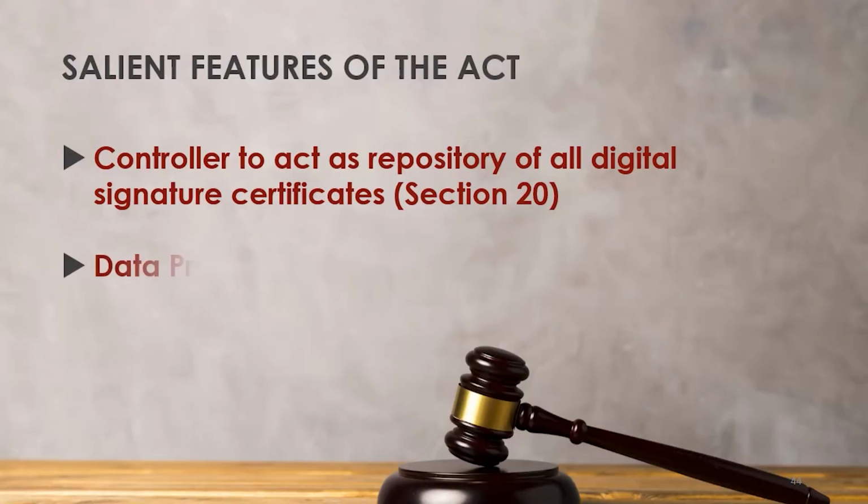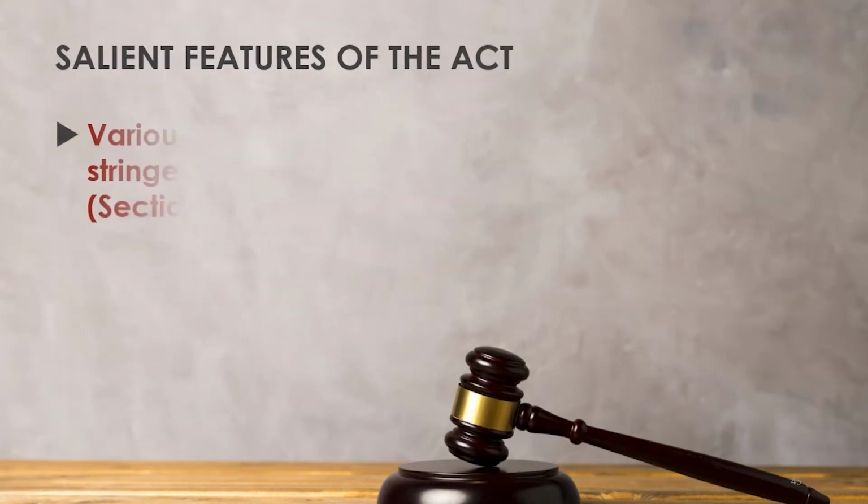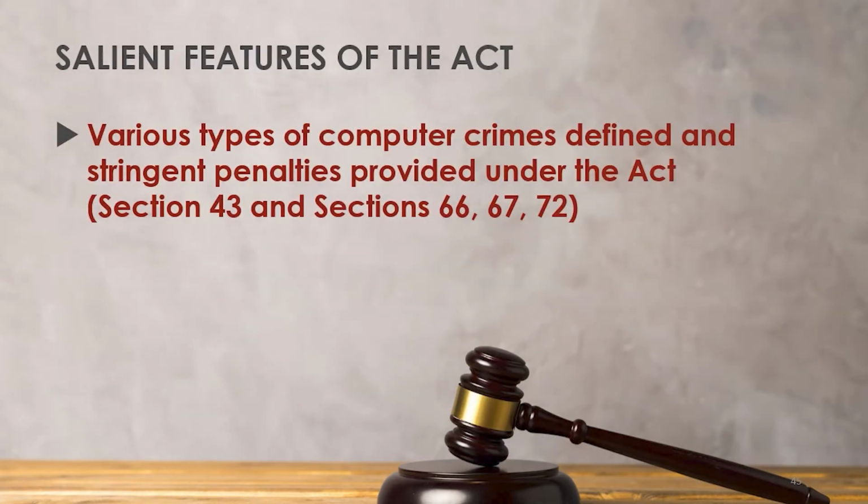Who will be controlling the entire digital signature certificate? There will be a controller, and how to act, what are the conditions, what are the functions of the controller, that is being provided in section 20. Protecting the data, right, that is a huge challenge that we have been facing now. So, data protection has been clearly spelled out in sections 43 to 65, and various types of computer crimes defined and stringent penalties provided under the Act have been given in section 43, section 66, 67 and 72.